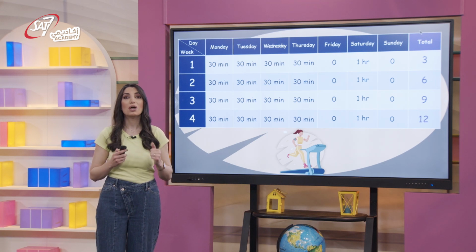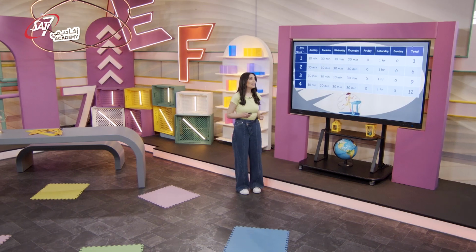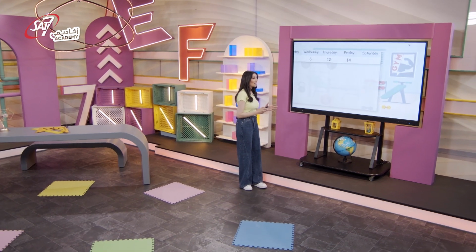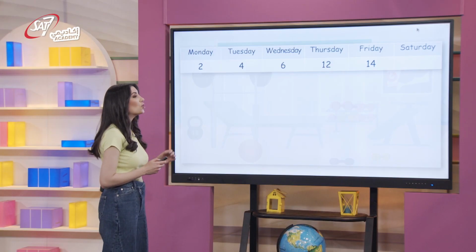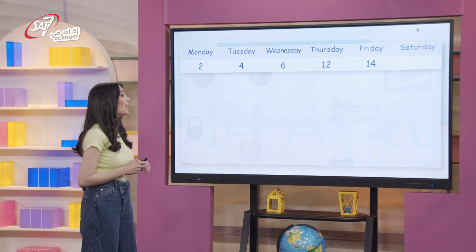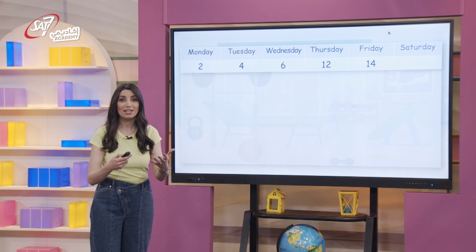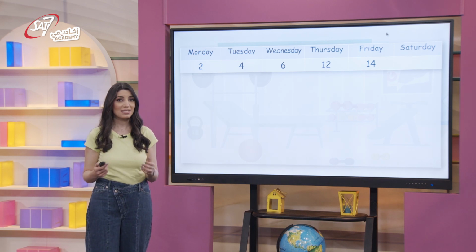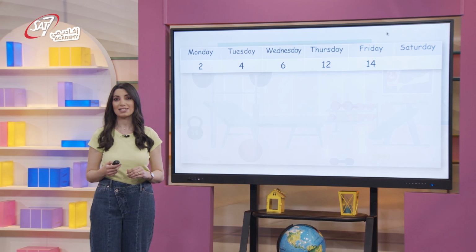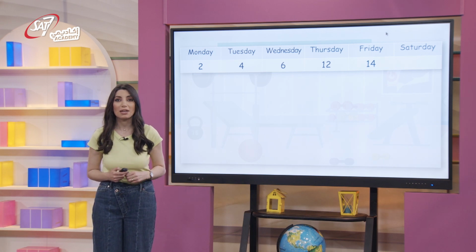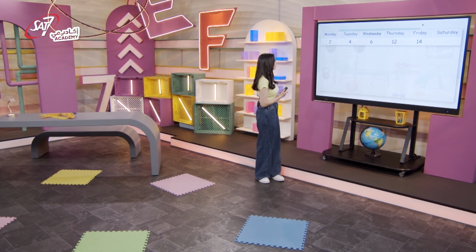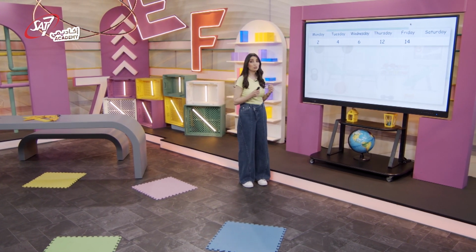12 hours per month. It is Sammy's first week at the gym. This chart shows the number of push-ups he made every day. If this pattern continues, how many push-ups was he able to make on Saturday? Notice that this pattern is growing or increasing, so we are not subtracting. It seems the more Sammy practices, the more push-ups he's able to make. What is the rule? I think it is 2 plus 2.